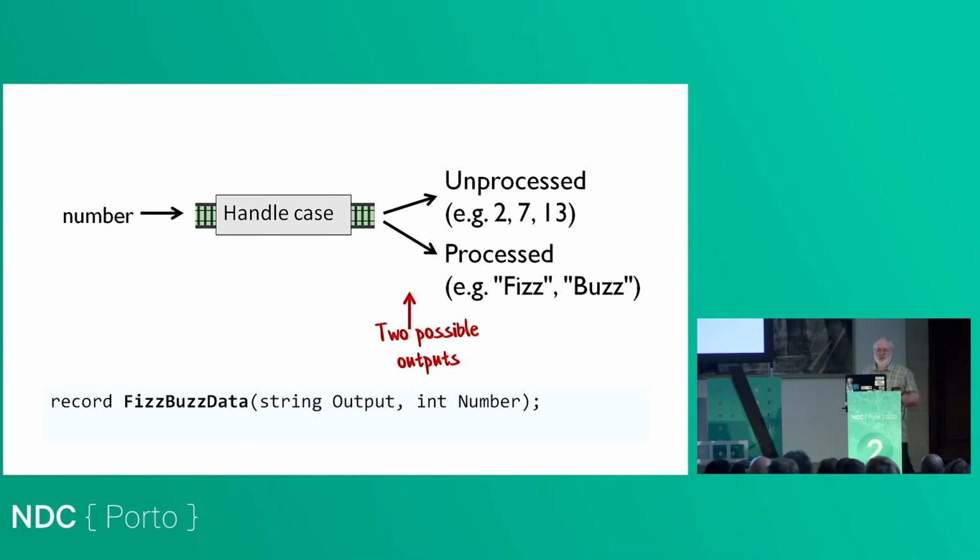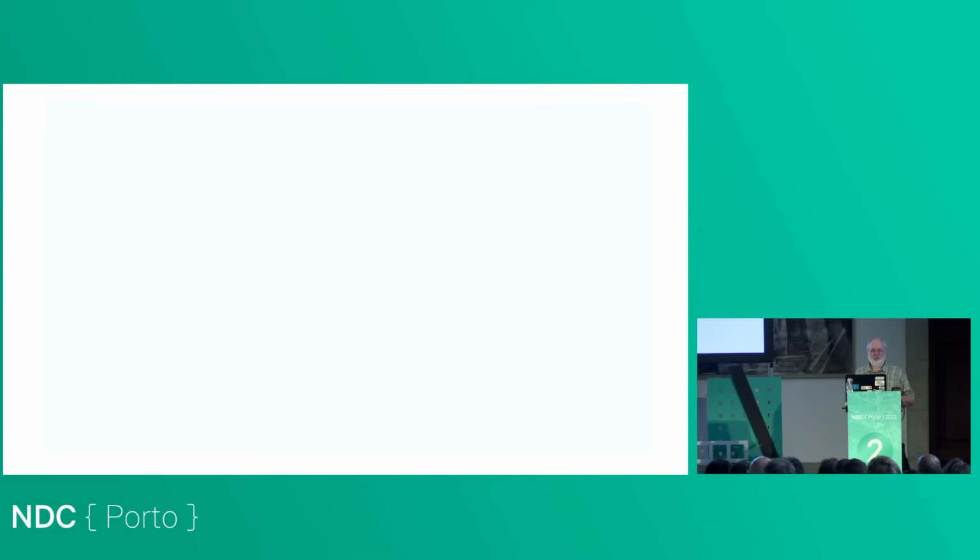So my FizzBuzz data structure down here is going to have a string, which is the output, and the number that's being passed through. Now, if the output string is empty, that means I haven't processed it. And if the output string is not empty, it means I have processed it. So there are other ways of doing this, but I'm just going to keep it very simple for now.